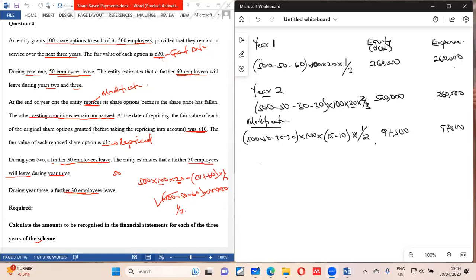So at the end of year 2, we will now have our figures put together. So you give me the total of year 2. Then we come to year 3. All right. So in year 3, let's do with our normal grant date. Then we do the remainder of the modification.